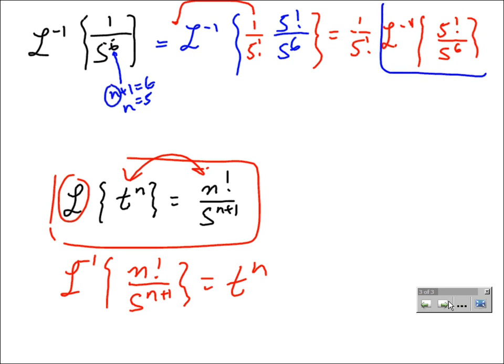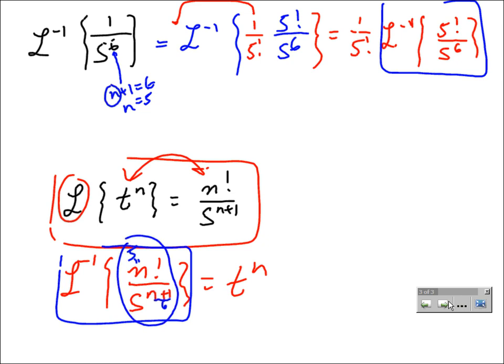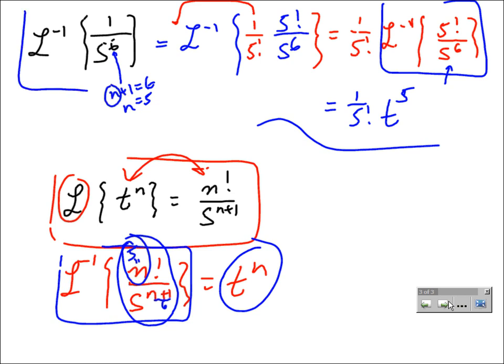But this here is exactly this, where n is 5, because n plus 1 will be 6. So this here becomes, inside the brackets, 5 factorial over s to the 6. Exactly what we have. So this is 1 over 5 factorial times t to the n. But n is 5, so t to the 5. So the inverse Laplace transformation of 1 over s to the 6 is 1 over 5 factorial times t to the 5.